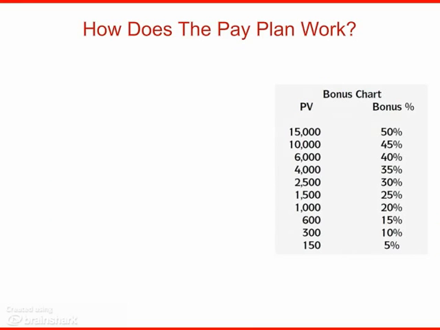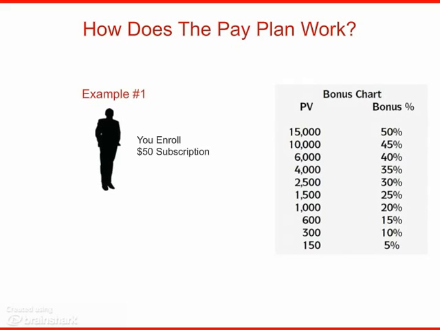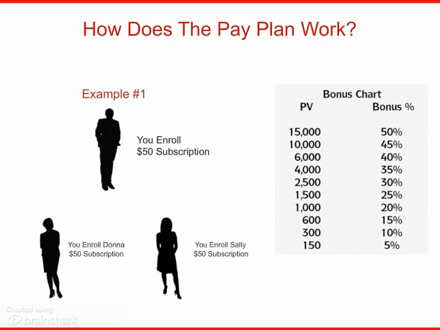How does the pay plan work? I'm going to give you a basic scenario here to help you understand exactly how this pay plan would pay you. Example number 1, let's say that you enroll as a Life member, you're subscribed at the $50 level. You would go out and enroll Donna at the $50 subscription level, and you enroll Sally at the same level. At the end of a calendar month, Sally, Donna, and your volume will all accumulate to put you at the 150 PV level. So basically we could take $150 times 5%, and that would give you a net check of $7.50.